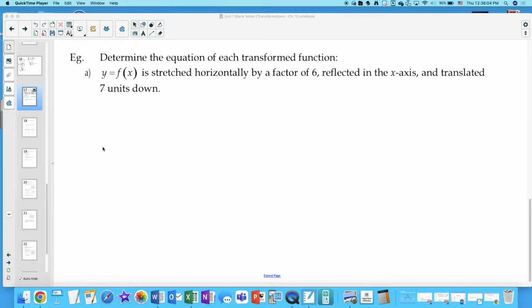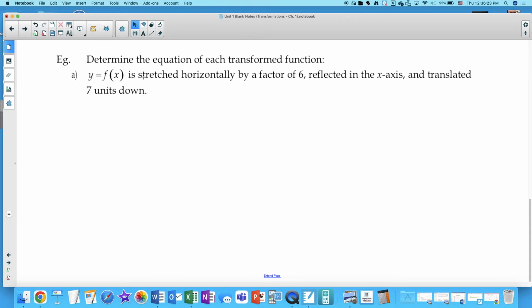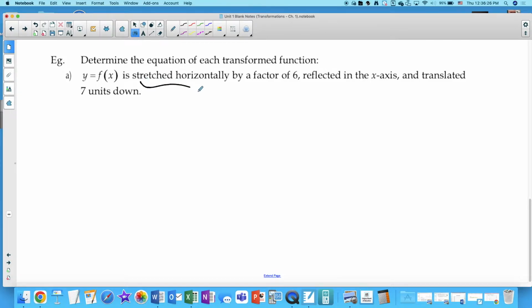Okay, so stretched horizontally by a factor of 6. Which parameter tells us about a horizontal stretch? Yep, b, right? If it's stretched horizontally by a factor of 6, then what's the value of b? 1/6. Okay? Reflected in the x-axis, so like this, a is going to be negative, right?